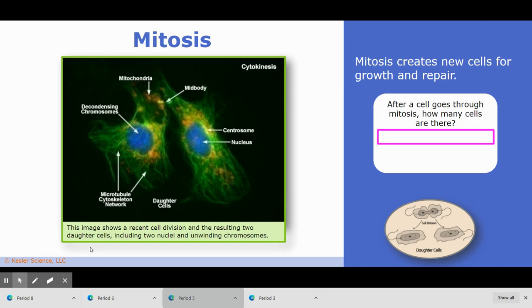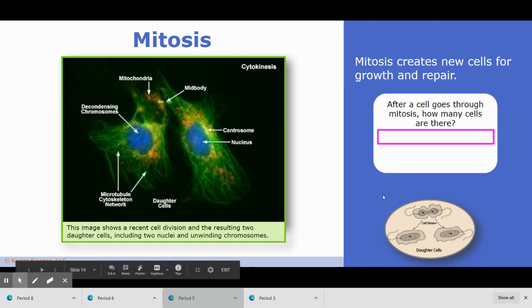So mitosis is going to create new cells for growth and repair. So if you break a bone or get a scratch, that's how things get repaired. And currently you are in the middle of adolescence and you're growing a lot, and it's through mitosis that you're able to grow taller. So after a cell goes through mitosis, how many cells are there?